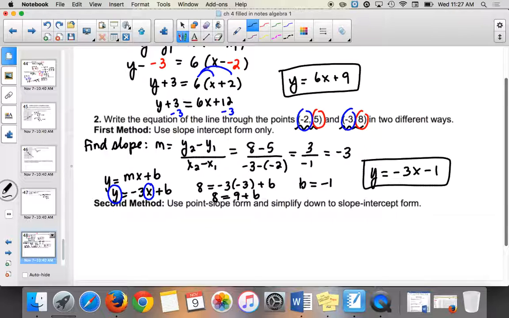Okay, so what I was saying is that a lot of students will just stop there and they'll be like, oh, I found b, but then they don't do this final step where they write the equation.